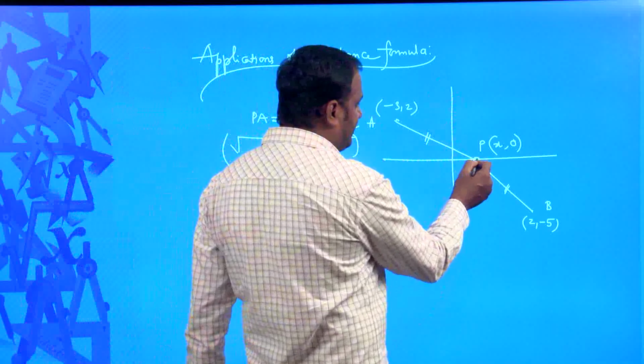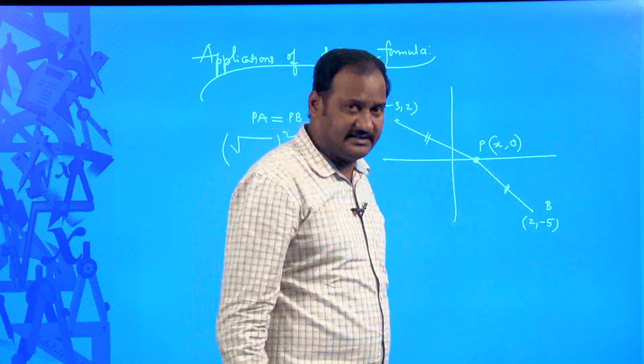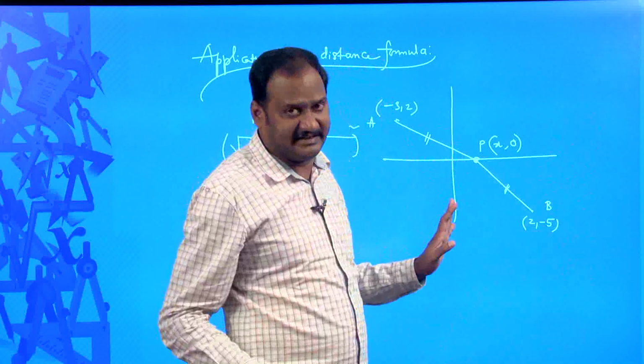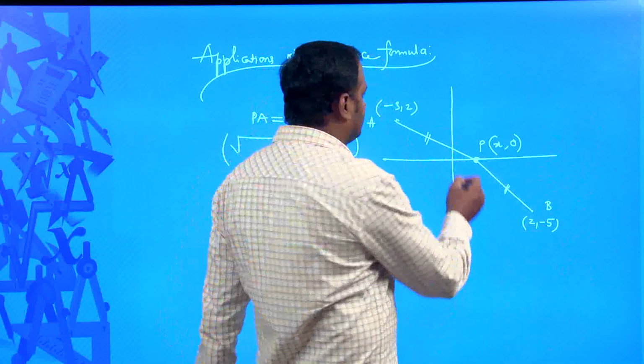See, I have taken P on the positive y axis. Why is it not on the negative axis? You can take it anywhere, just for reference I am taking it there. You understand? I am taking one more point.